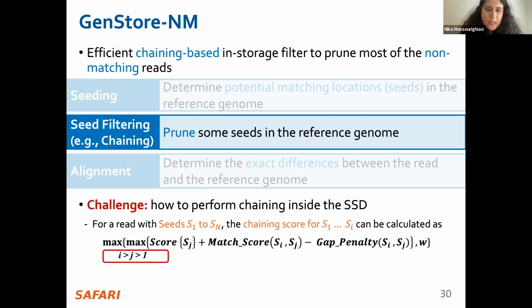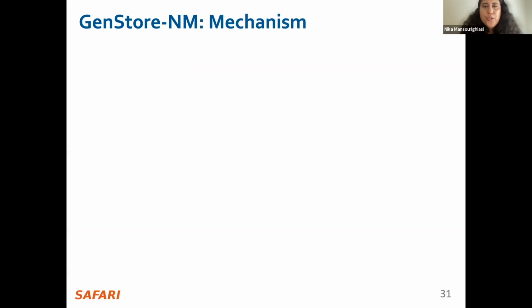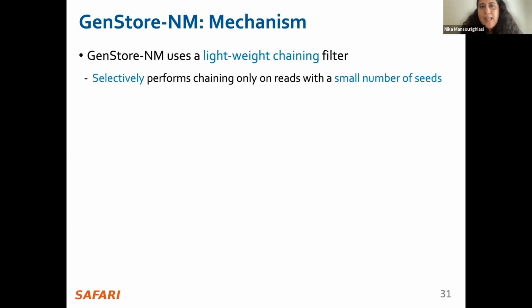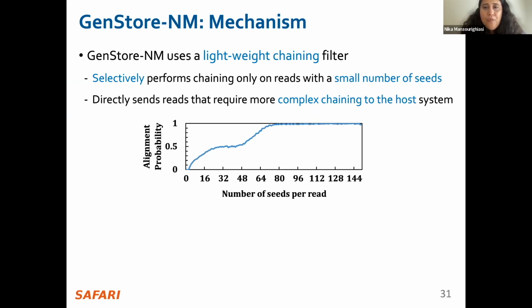And this can particularly be challenging for long reads since they can have a very large number of k-mers, up to a few million. So to reduce the cost of chaining, GenStore-NM uses a lightweight chaining filter that selectively performs chaining only on reads with a small number of seeds and directly sends reads that require more complex chaining to the host system. This idea is based on our observation from analyzing a wide range of real-world genomic data sets.